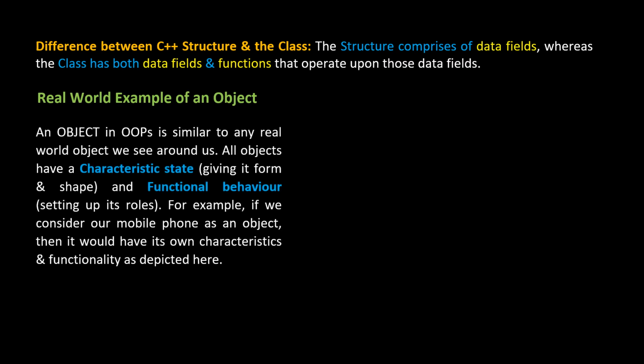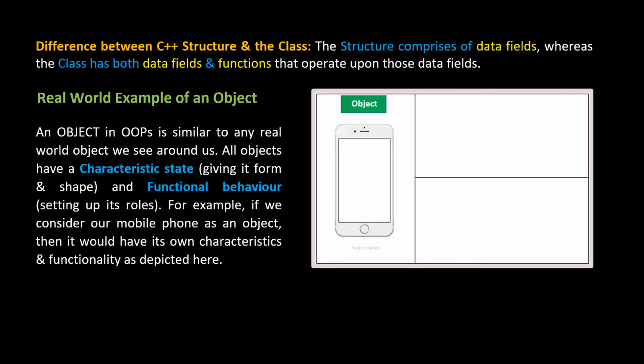Real-world example of an object. An object in OOPS is similar to any real-world object we see around us. All objects have a characteristic state, giving it form and shape, and the functional behavior, that is, setting up of its roles. For example, if we consider our mobile phone as an object, then it would have its own characteristics and functionality, as depicted here.